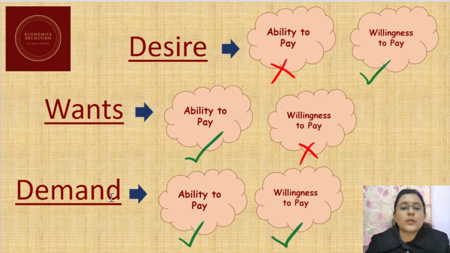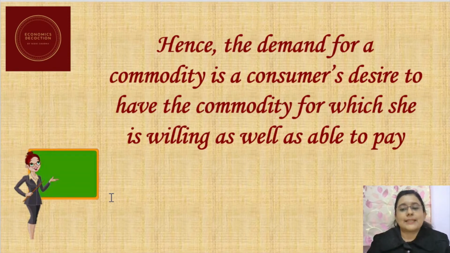Now let's understand what is want. If a consumer is able to pay, but somehow the consumer does not have willingness to pay, so this would be considered as a want. This is not demand. While if a consumer has ability as well as willingness to pay, then it would be considered as demand. Hence, the demand for a commodity is a consumer's desire to own that commodity for which he or she is willing as well as able to pay. So, this is basically the concept of demand.